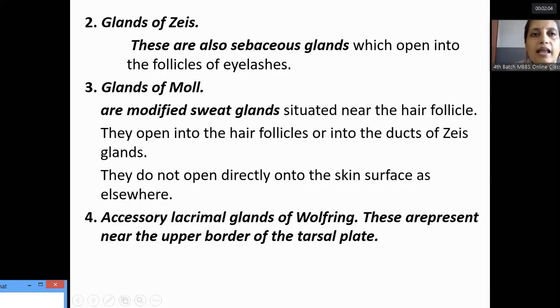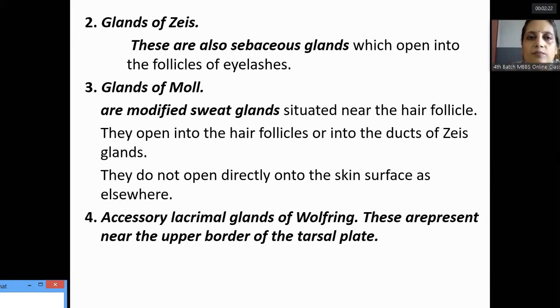Similarly, we have the gland of Zeis and the gland of Moll. The gland of Zeis is also a sebaceous gland which opens into the follicles of the eyelashes. Why I am revising these glands, in the subsequent slides you will be able to know.